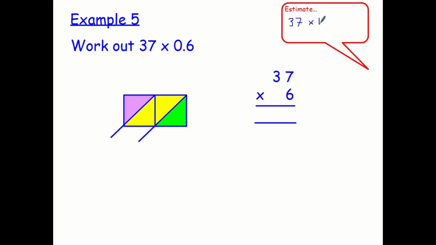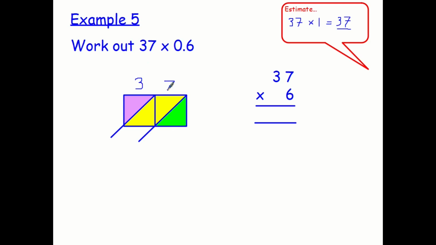I'm actually just going to round to 1. 0.6 is close enough to 1. So my estimate's actually 37. But if you think about it, 0.6 is less than 1. So your answer's going to be less than 37 because you're multiplying by a number that is below 1. So let's watch out for that at the end.